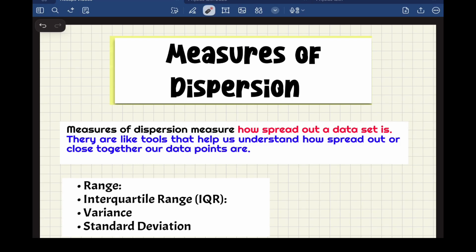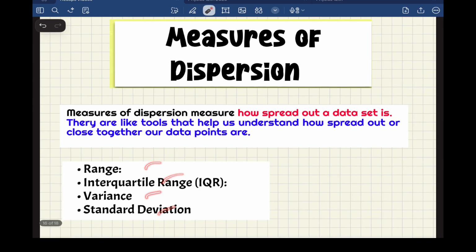Hello guys, it's time to check the measures of dispersion. From the previous videos, we have learned about the measures of central tendency, but now this is something different. We have measures of dispersion. Basically, we have four: the range, the interquartile range, variance, and standard deviation. They describe how spread out a data set is, okay?